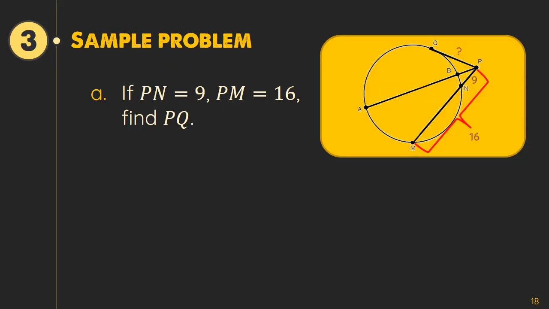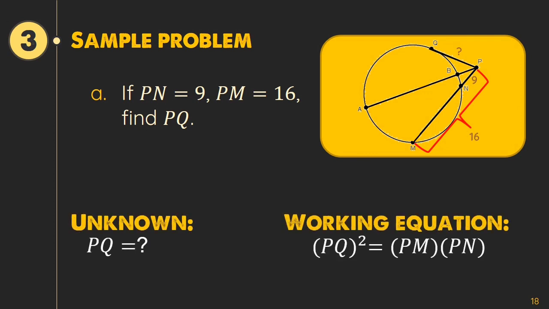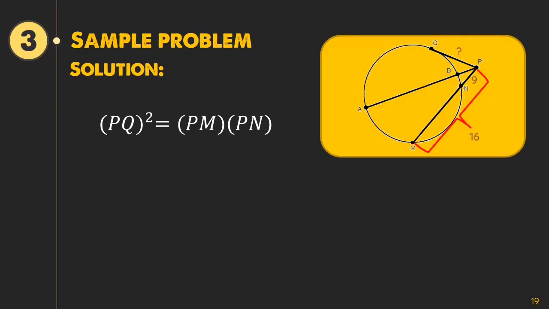Since the unknown on the problem is the length of the tangent segment PQ, the working equation will be PQ squared is equal to PM times PN. We can directly substitute the values for PM and PN since it is already given on the problem, giving us PQ squared is equal to 16 times 9.